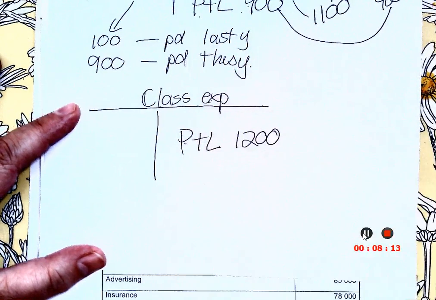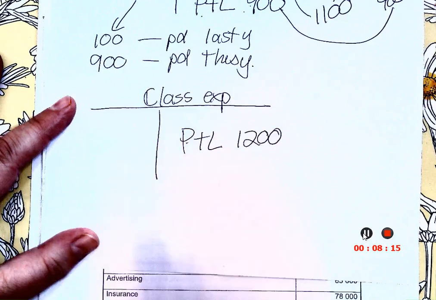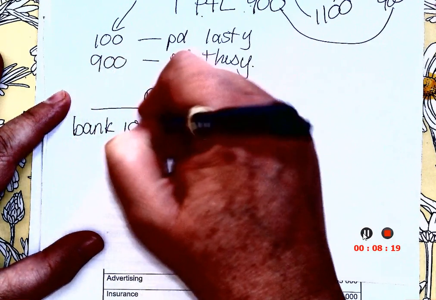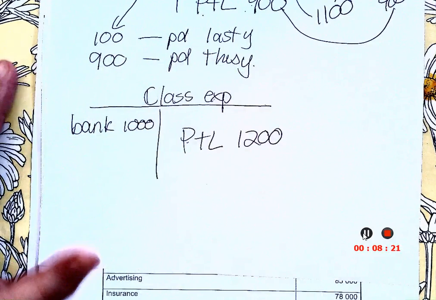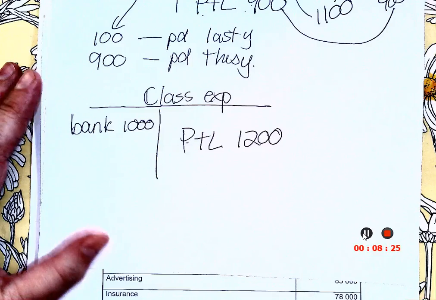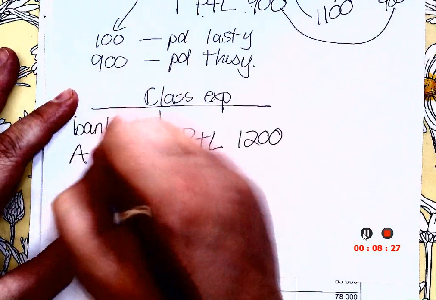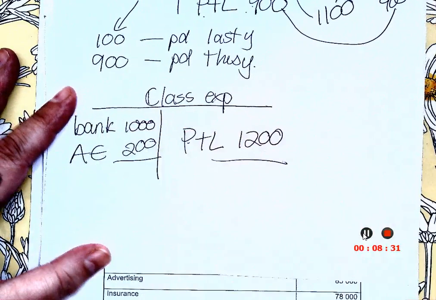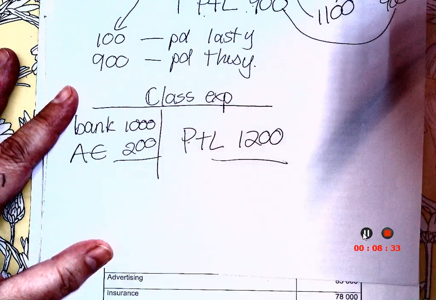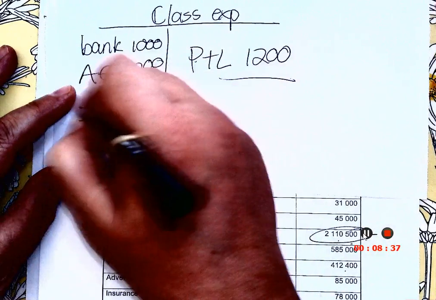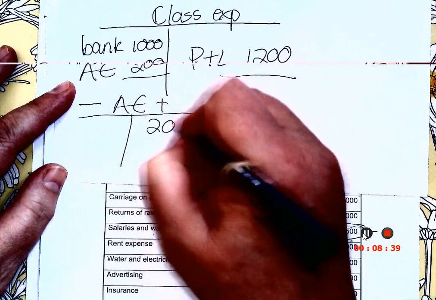You agree with me? But if I tell you, you only paid 1,000, you made an arrangement with me because you're going to do some waitering over December, so you are only going to pay me next year. Can you see that you now have an accrued expense of 200. So now accrued expense is going to be a liability. Why? Because it's still payable.